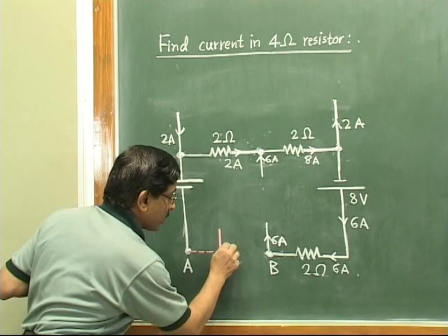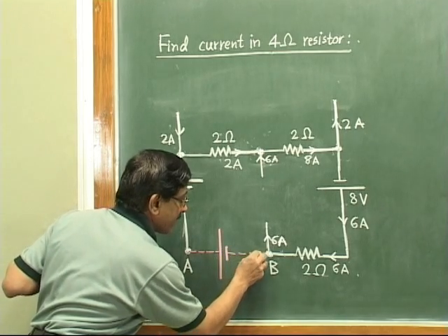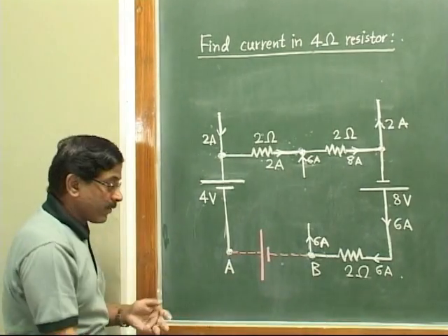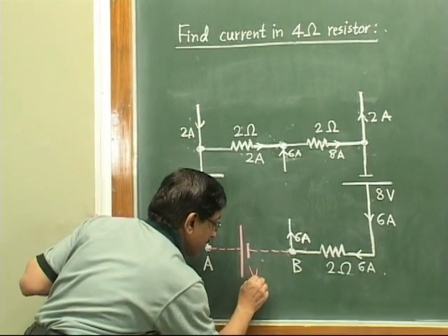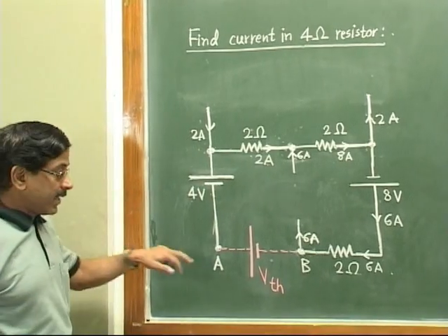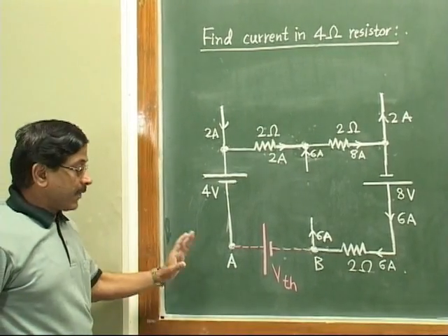Now again here you can show any polarity. I have shown positive connected to A, negative to B. You can show it in reverse way also. So this is our VTH. So we are moving to the next step to find VTH in Thevenin's theorem.